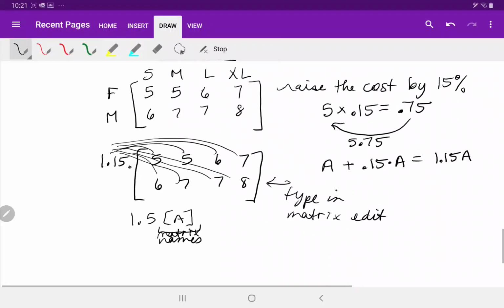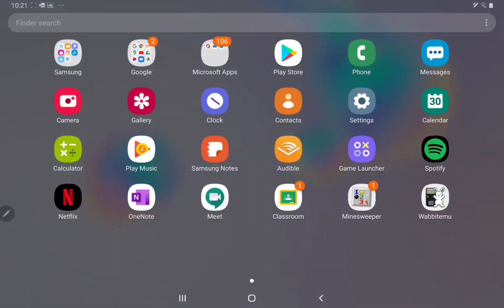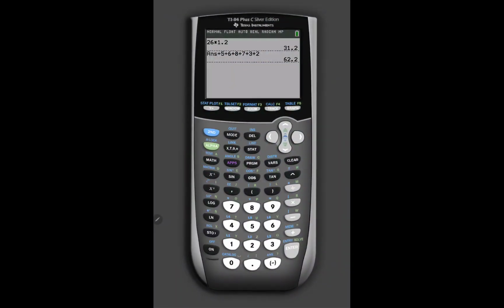Okay, so that's it. Let me do it on the calculator, I guess. Let me show you so you could remember. I can show you on the calculator. I can go to Wabbit-Emu. Let me look at my picture on my phone. Technology, so awesome. Okay, so matrix. Edit. This one is what size? So it's a 2x4 matrix. So 5, 5, 6, 7, 6, 7, 7, 8.